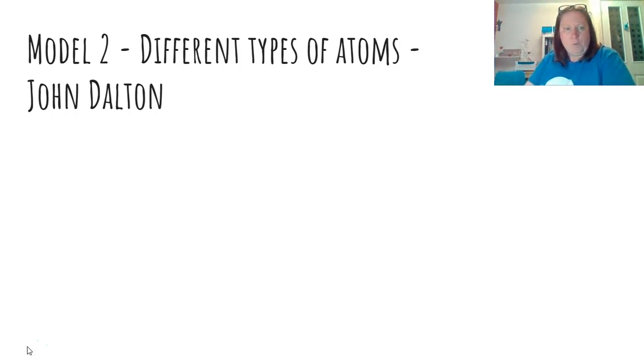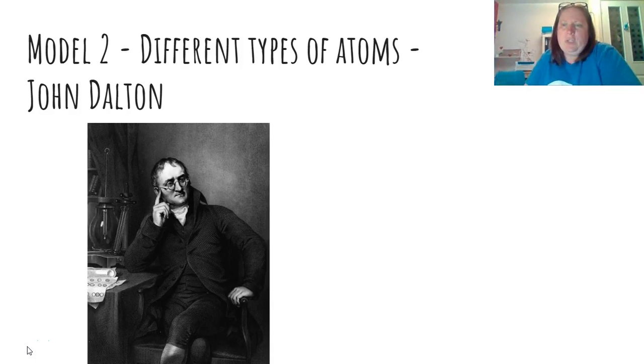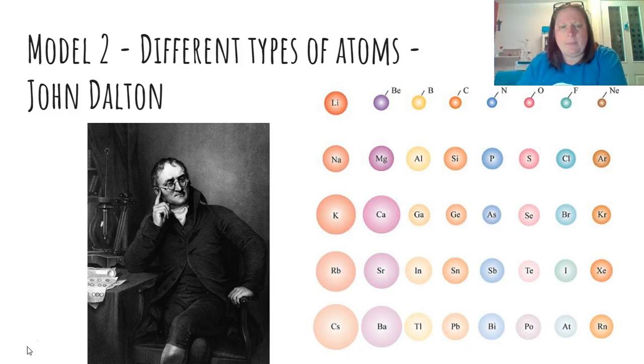In 1804, John Dalton agreed with Democritus that things were made up of tiny spheres that were called atoms and that they couldn't be broken up. But he thought that each element was made up of a different type of atom.